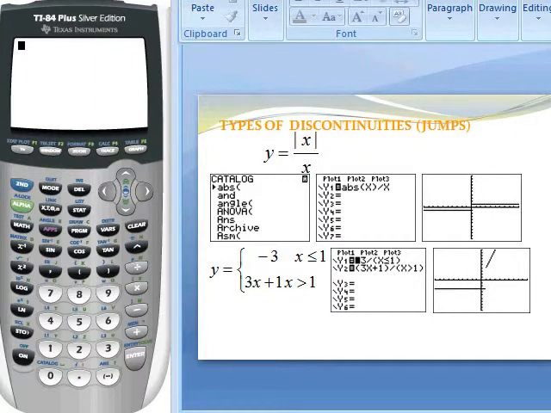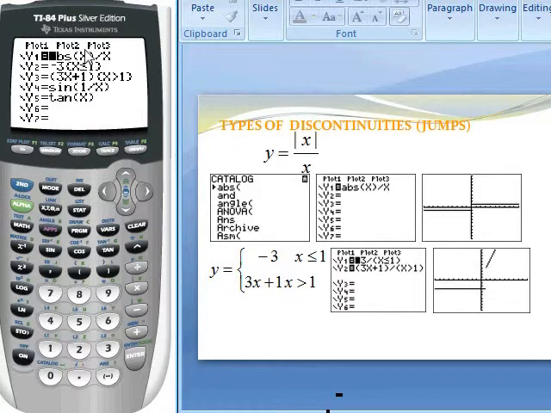Now let's summarize the types of discontinuities we have. We have, for example, jumps, and one of them is going to be an example of absolute value of x divided by x. And the other one might be like -3 to the left and 3x plus 1 to the right. I will enter both of these. Let's do the absolute value of x over x.